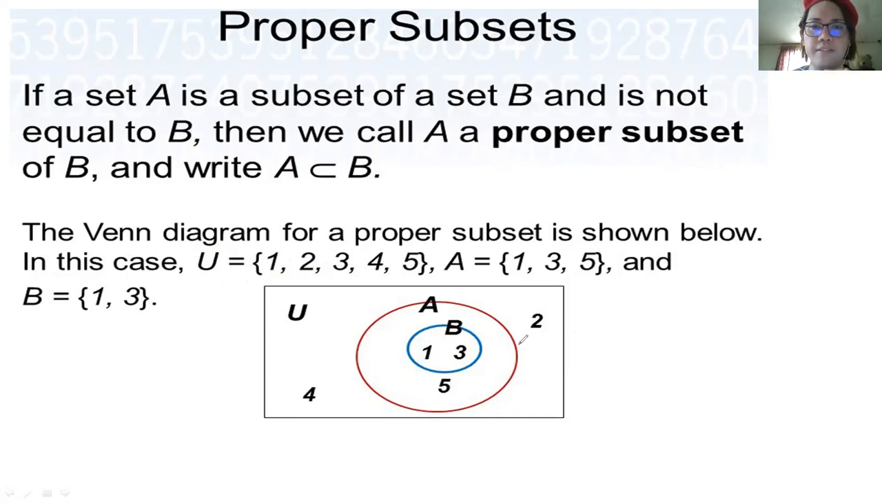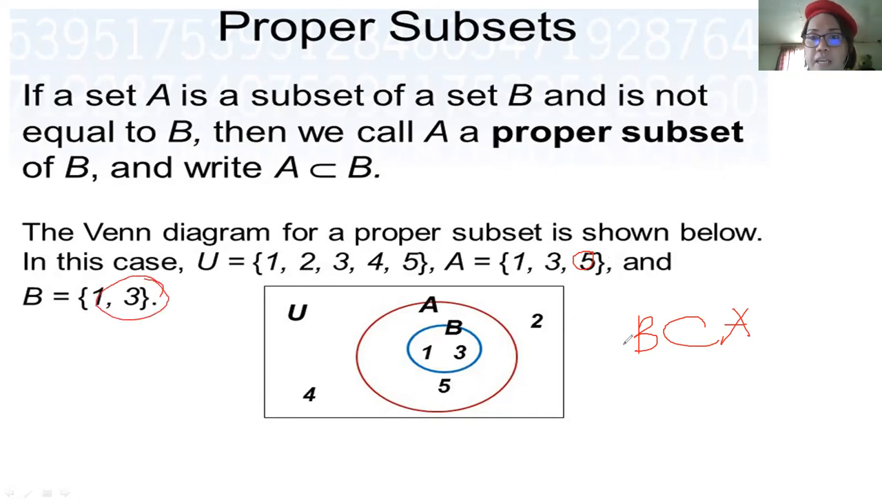Now, class, we can say that B is a proper subset of A in this given illustration because there is at least one element of A that is not in B. Therefore, B is a proper subset of A. What element is that? 5. A consists of 5, which is not in B.